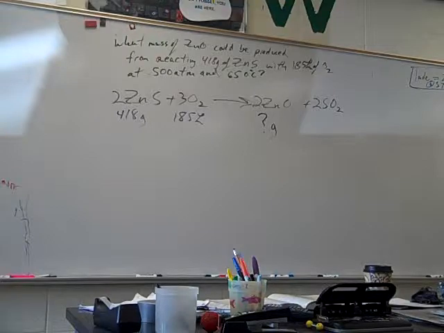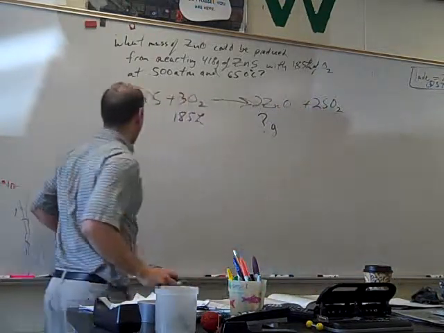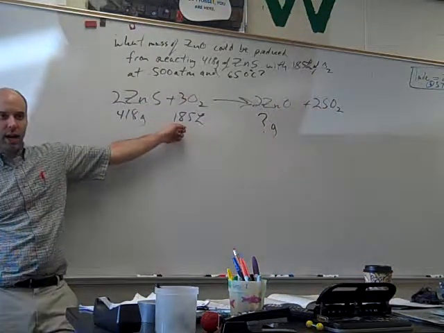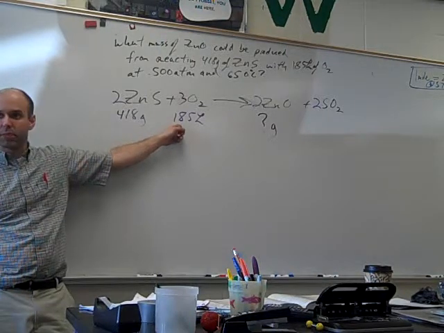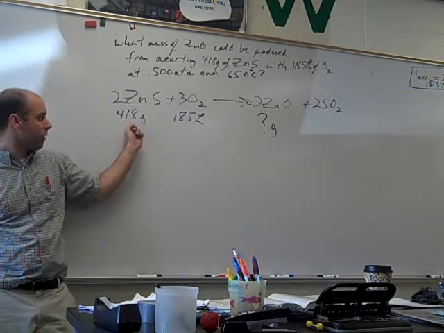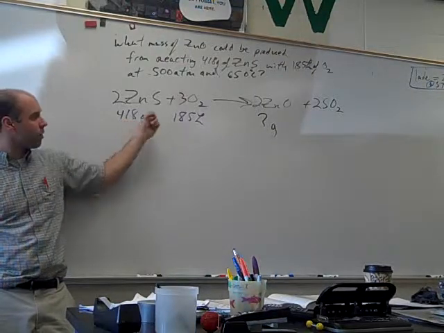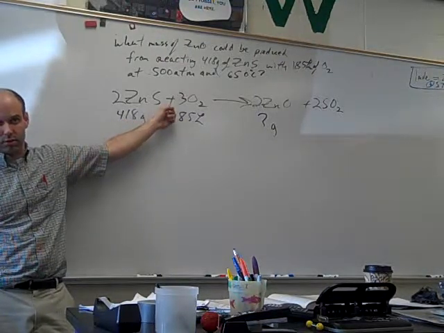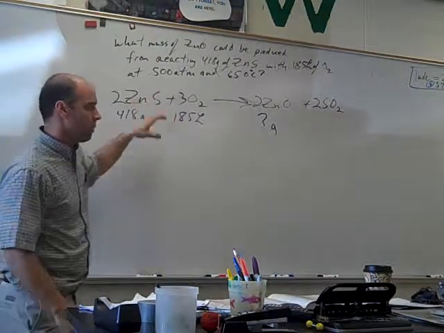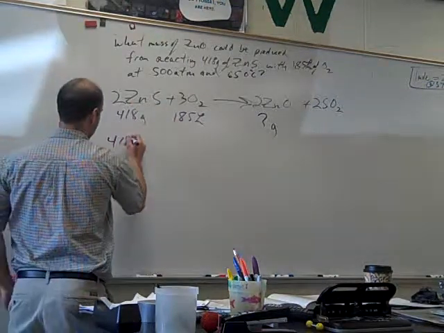So, when I have two amounts of two reactants, I have a limiting reagent problem. You have to figure out which one I'm going to run out of first. Am I going to run out of the zinc sulfide first, or am I going to run out of the oxygen first? So if I have two amounts, I'm going to have to work out two problems.